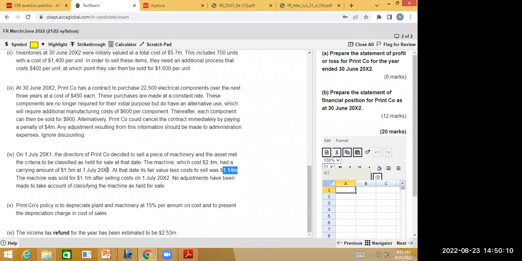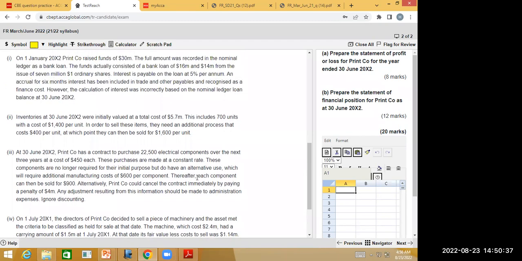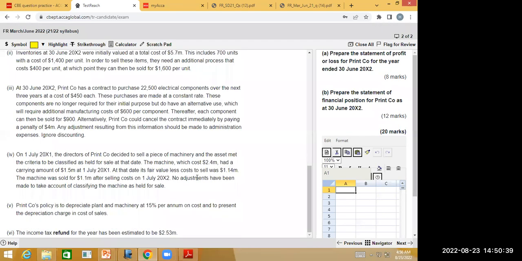Sir, in inventory also we use the lower of. This asset was sold just one day after the year end. So the gain or loss on disposal will be calculated for the next year. So right now we don't need to calculate the gain or loss on disposal. And that's it. It's not an adjusting event? No. Sold after the year end.